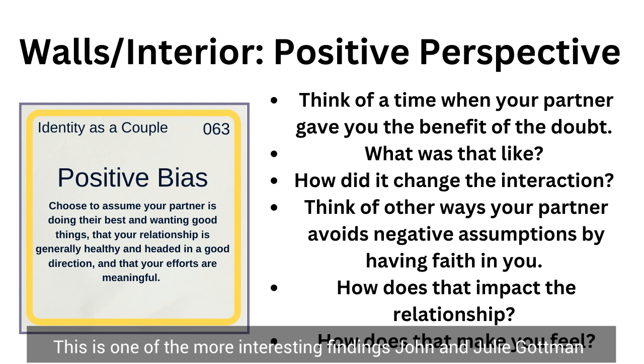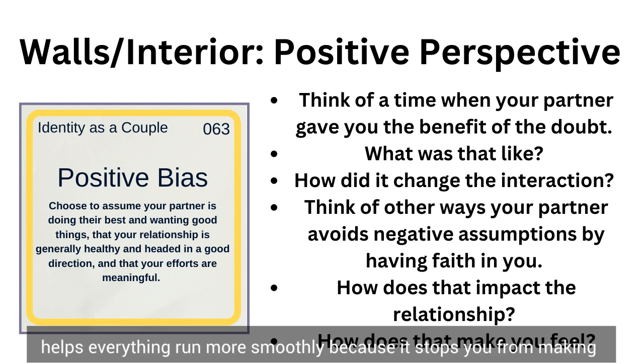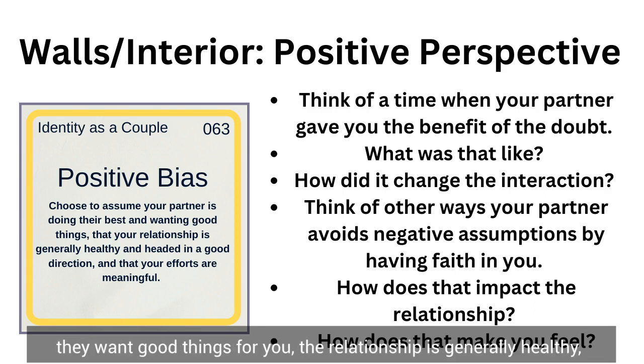This is one of the more interesting findings, but John and Julie Gottman have certainly found that having just a little bit of bias in a positive direction helps everything run more smoothly because it stops you from making really scary assumptions about your partner and their intentions. So, choosing to assume that your partner's doing their best, they want good things for you, that the relationship is generally healthy, it's headed in a good direction, and your efforts are meaningful, you're going to be able to have an impact. How has your partner had faith in you?